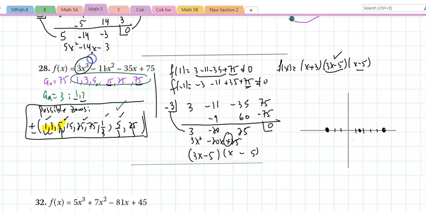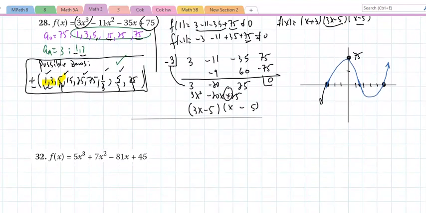This is a cubic. We know how a cubic looks like. The y-intercept is 75. There's 75. We mark that. And do you notice that the multiplicity is a 1 on each of those? So, like a straight line at each zero. And that's more than enough.